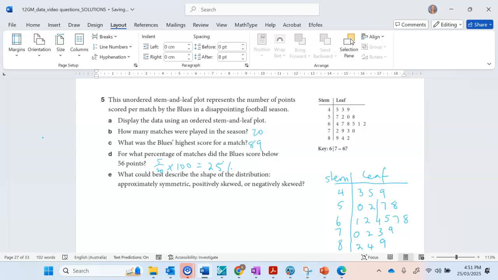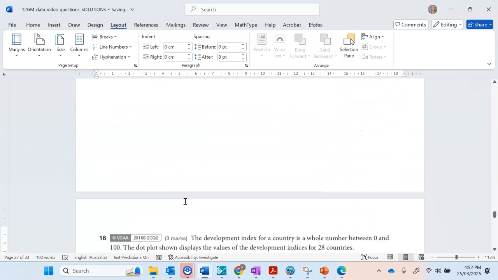What could best describe the shape of the distribution? Approximately symmetric, positively skewed, or negatively skewed? Mine, when I rewrote it, it looks okay. Like I lined up my numbers okay, but I would definitely go back to the original. It doesn't have to be in order, and you can see it's pretty much symmetrical. So you just turn the diagram onto the side if you need to. So it's approximately symmetric. All right, moving along.